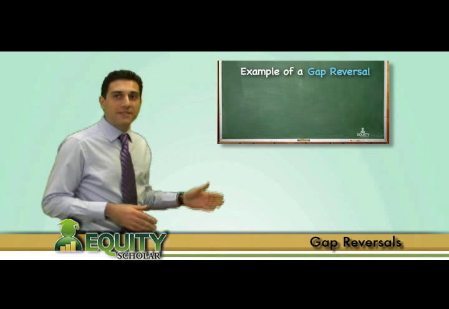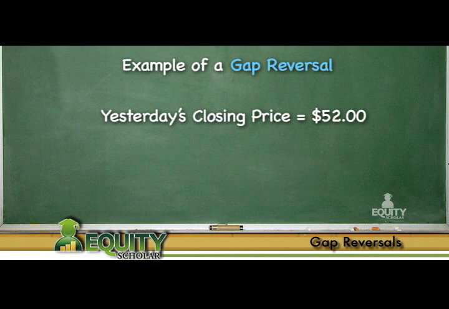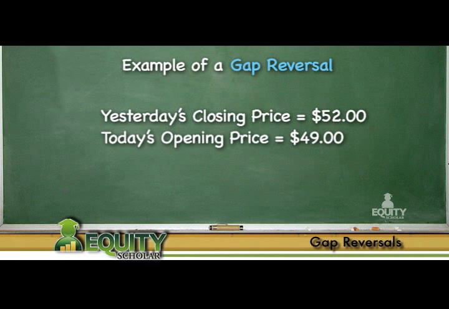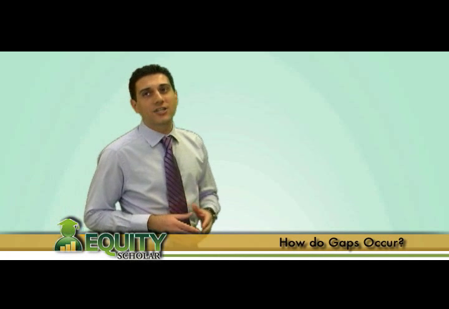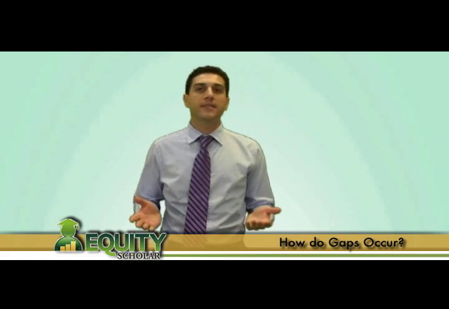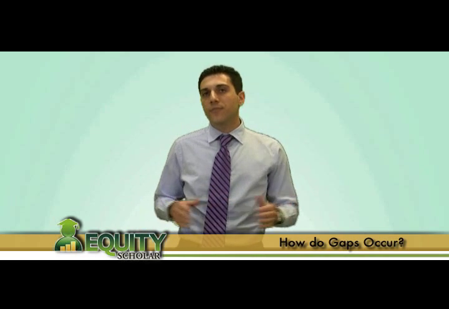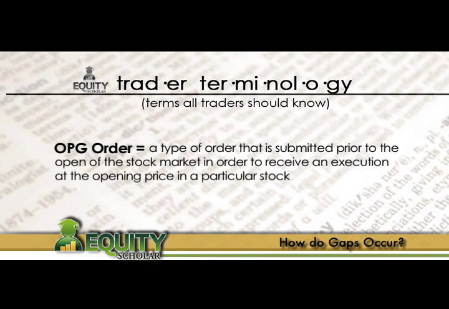For instance, if a stock closed yesterday at $52 and today opened at $49, then this stock has gapped down $3 on the opening print. So how do these stocks shift so far in price without trades occurring between the gap? Well, through the use of OPG orders or market on open orders, traders and investors have the ability to receive the very first print on the trading day. This is referred to as the opening print for any stock, whether they are entering into or exiting the trade.